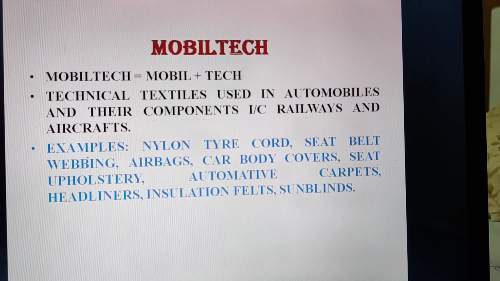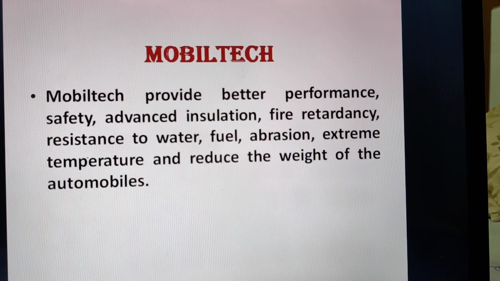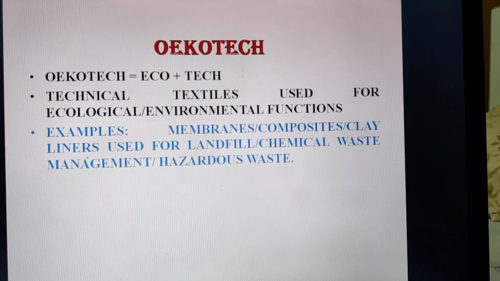MOBILTECH means technical textile used in automobiles and their components, including railways and aircraft. Examples may be nylon tire cord, seat belt webbing, airbags, car body covers, seat upholstery, automotive carpets, headliners, insulation felts, sun blinds, etc. Basically, they provide better performance, safety, advanced insulation, fire retardancy, resistance to water, fuel, abrasion, extreme temperature, and reduce the weight of the automobiles.